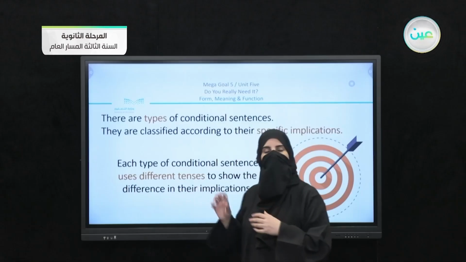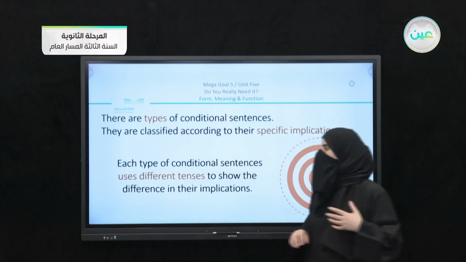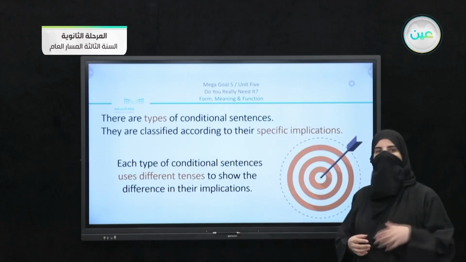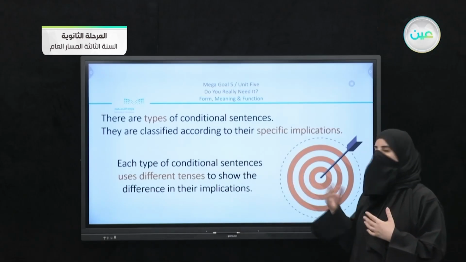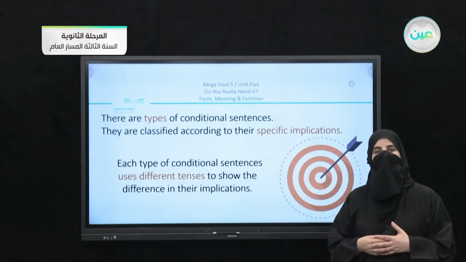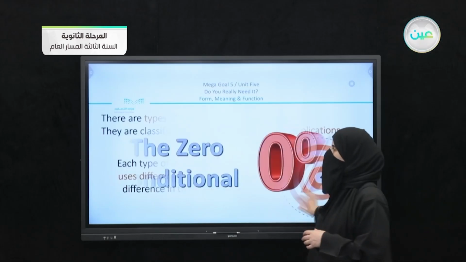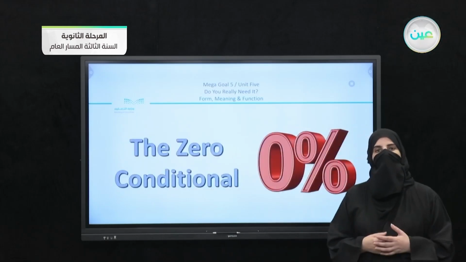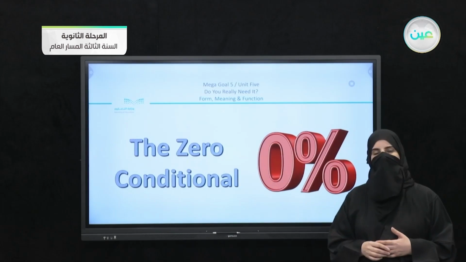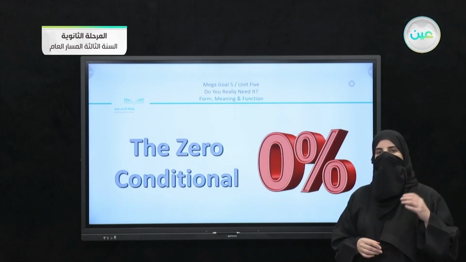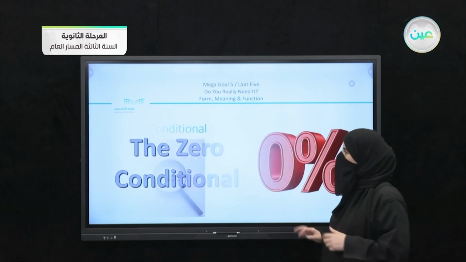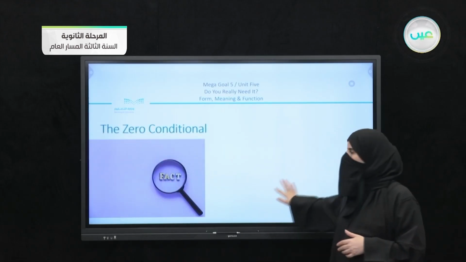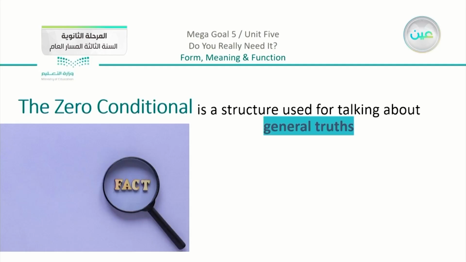So here, in this part, we understand that there are different sentences, and from these different tenses, we can know the difference in the implications. So we are going to move on with our examples. We are going to start, first of all, with the zero conditional. Now, just put in mind that we are dealing with something that is zero. So the zero conditional is a structure used for talking about general truths.